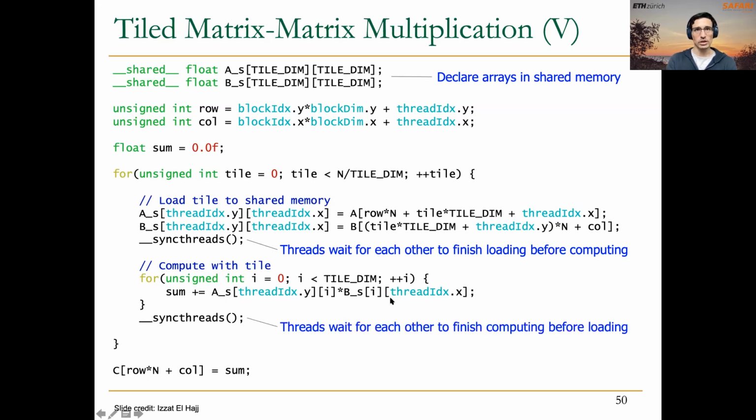After performing this computation with the tiles, we'll have again to synchronize in order to not start loading a new tile before all threads of the thread block have used the previously loaded data in the tile. So that's why we need these two sync threads in the body of the outer loop.